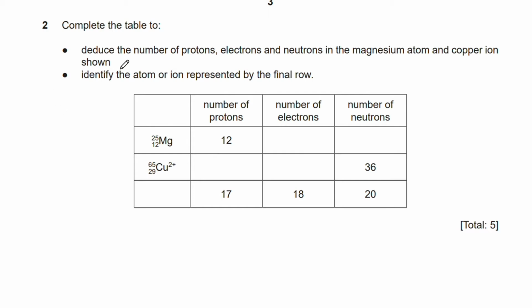Coming on to the next question. Now complete the table to deduce the number of protons, electrons and neutrons in the magnesium atom and copper ion shown. Identify the atom or ion represented by the final row.